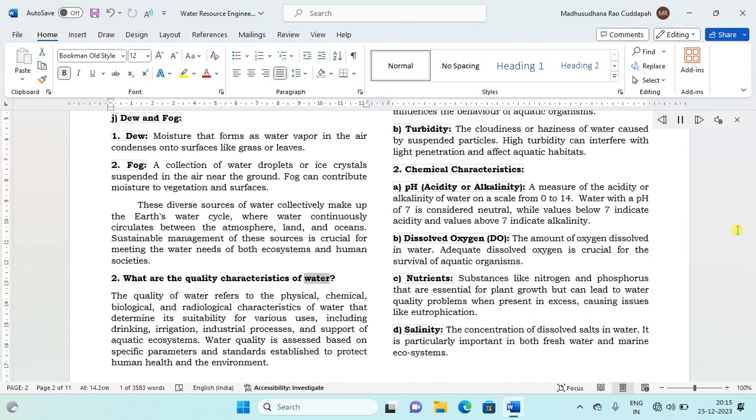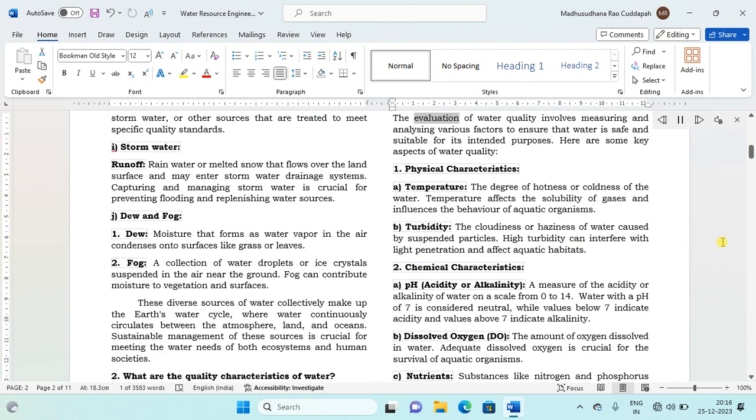2. What are the quality characteristics of water? The quality of water refers to the physical, chemical, biological, and radiological characteristics of water that determine its suitability for various uses, including drinking, irrigation, industrial processes, and support of aquatic ecosystems. Water quality is assessed based on specific parameters and standards established to protect human health and the environment.